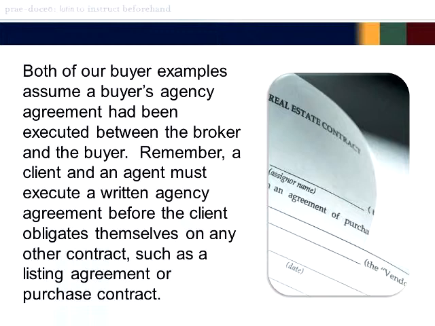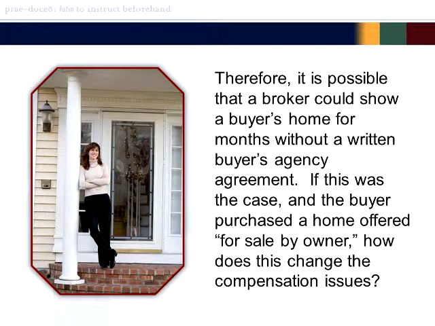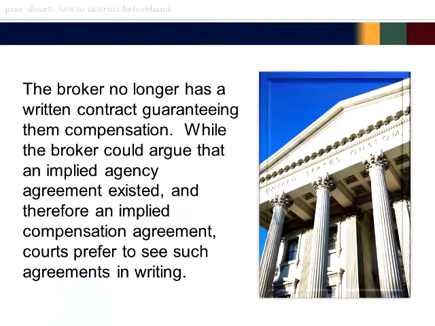Remember, a client and an agent must execute a written agency agreement before the client obligates themselves on any other contract, such as a listing agreement or purchase contract. Therefore, it is possible that a broker could show a buyer a home for months without a written buyer's agency agreement. If this was the case, and the buyer purchased a home offered for sale by owner, how does this change the compensation issues? The broker no longer has a written contract guaranteeing them commission.